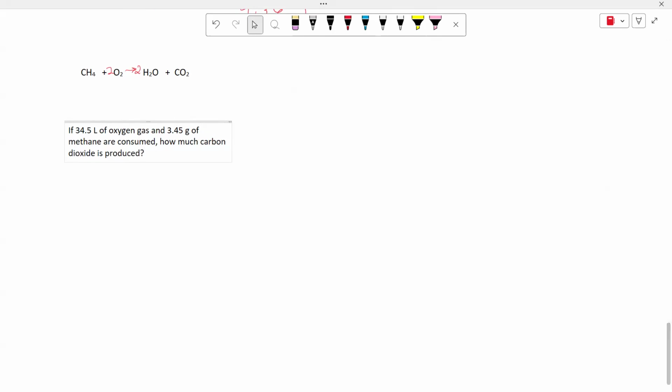Okay. So right away, balance the equation. Boom. So we're starting with 34.4 liters of oxygen gas at STP. In this class, it'll always be at STP. And 33.45 grams of methane are consumed. How much carbon dioxide do we make?